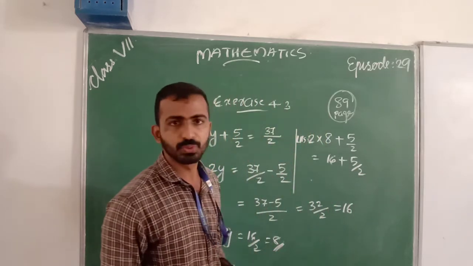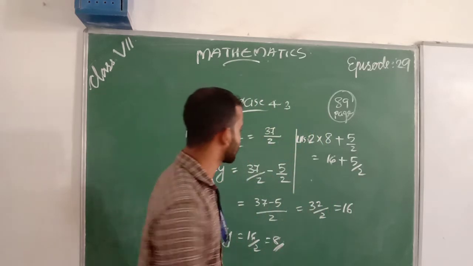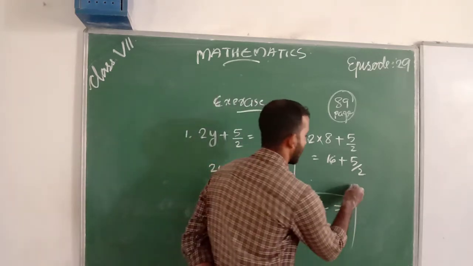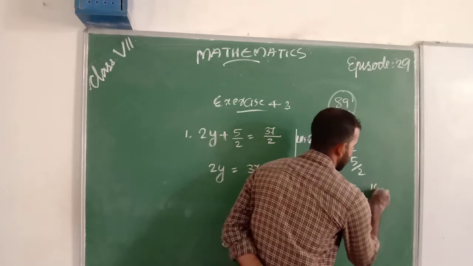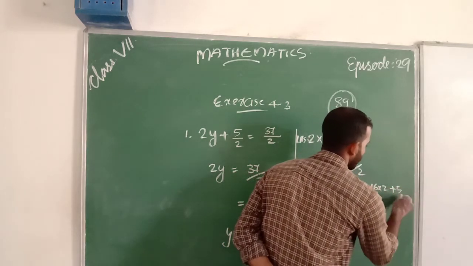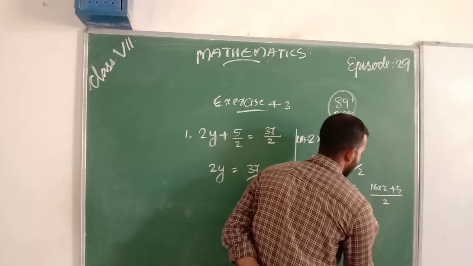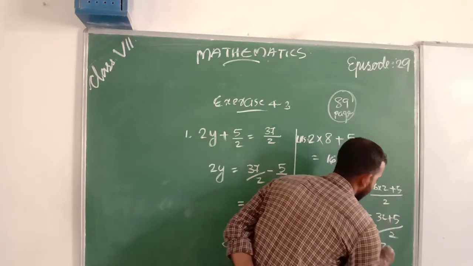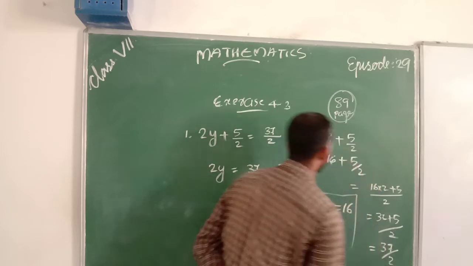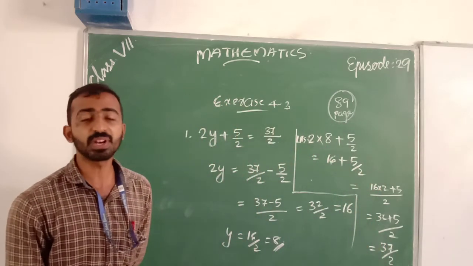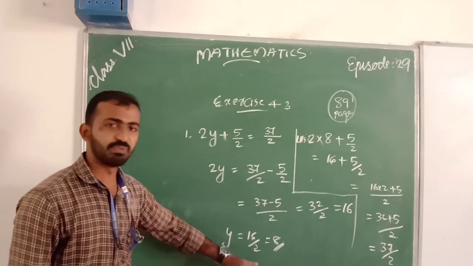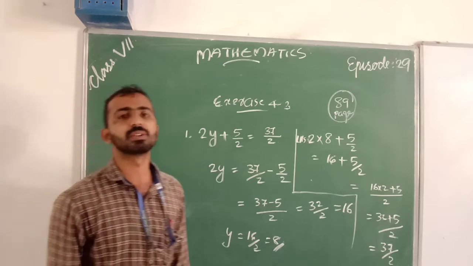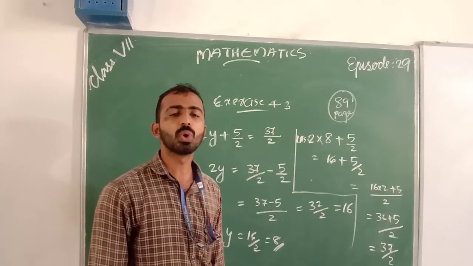16 plus 5 by 2. Here we take the LCM as 2. That is 16 into 2 plus 5 by 2, that is 32 plus 5 by 2, that is 37 by 2, which is our RHS. So our required solution is y equal to 8.